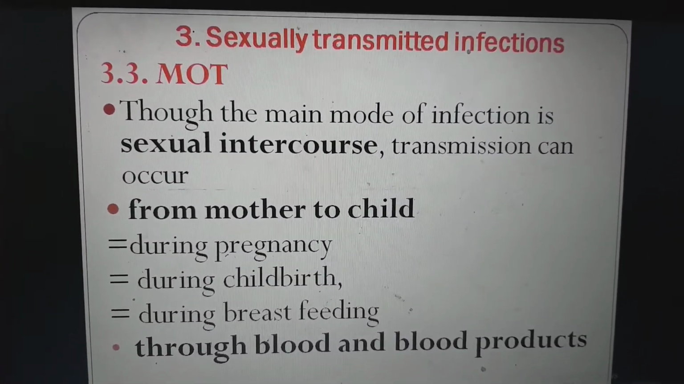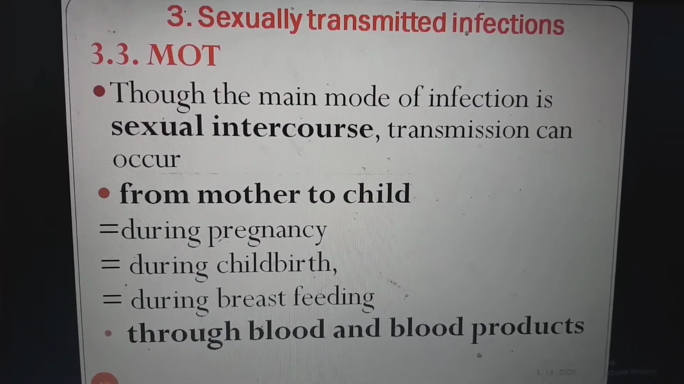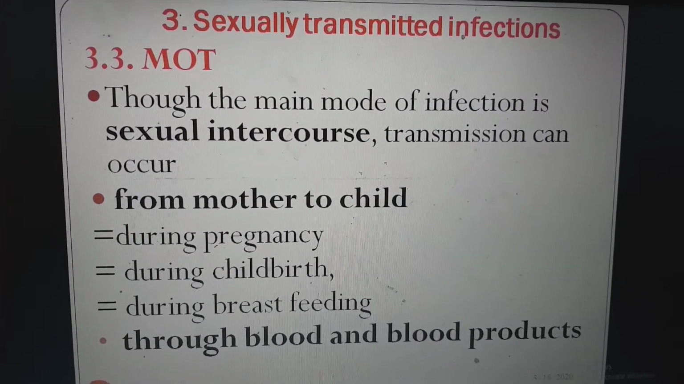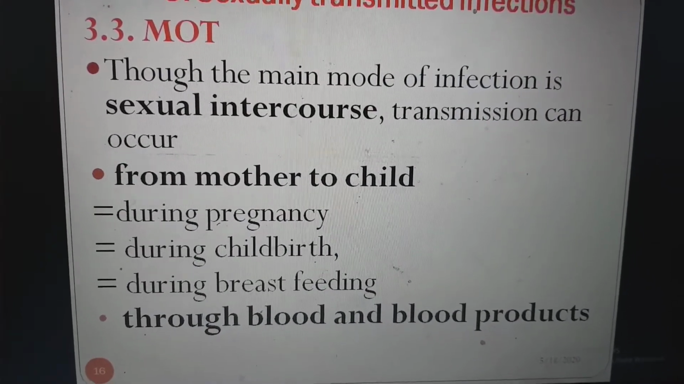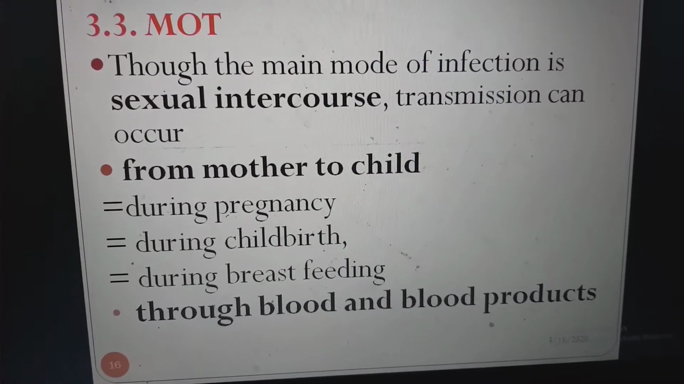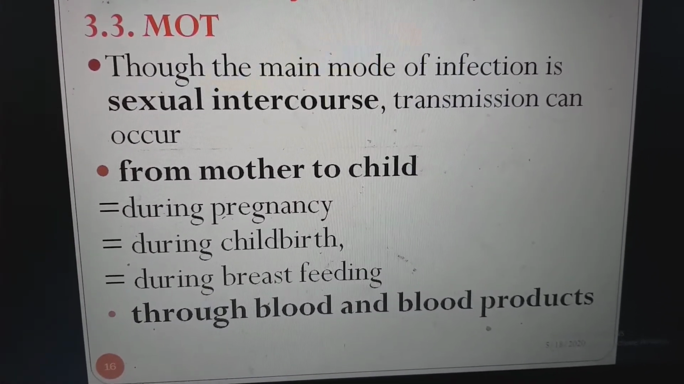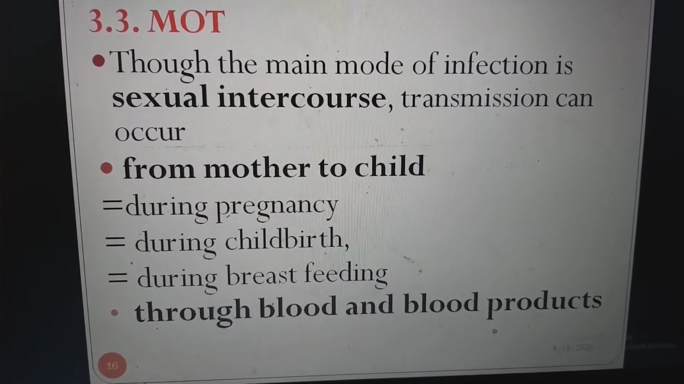What is the mode of transmission? There are major 3 modes of transmission. The first one is sexual intercourse. The second one is from mother to child. When we say from mother to child, it can be during pregnancy, during childbirth, or during breastfeeding. And the third one is through blood and blood products.